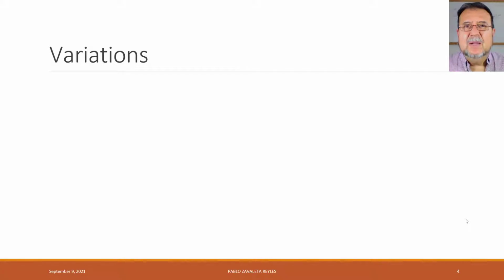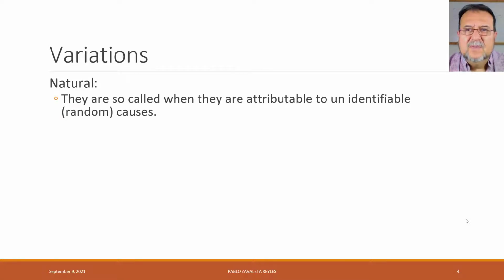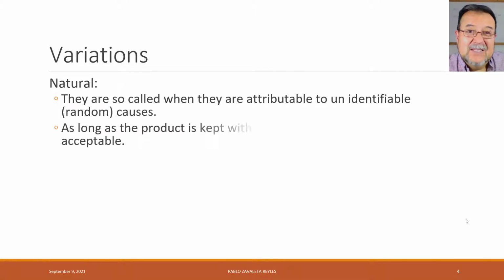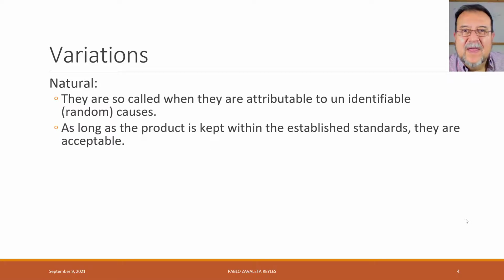So now let's talk a little bit about variations. There are two types of variations. The first type is natural variations. They are so called because they are attributable to unidentified or random causes. But as long as we keep our product within the specified limits, the established standards, we can live with them.